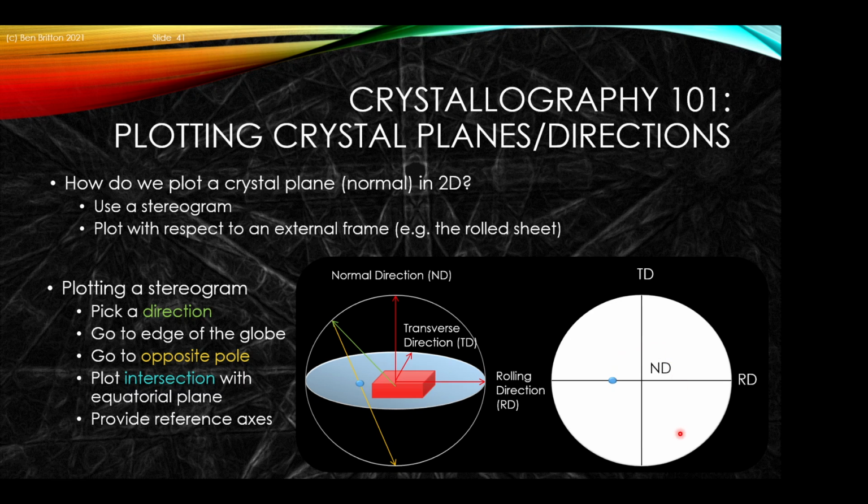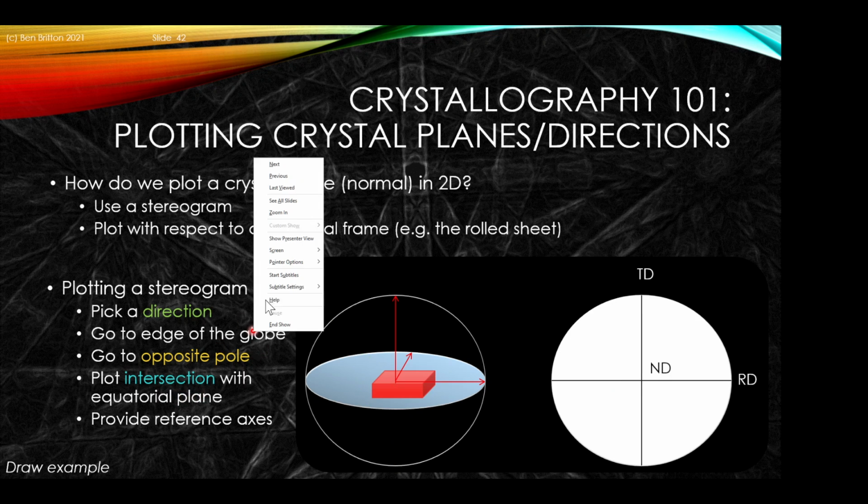And the angle around the circle effectively tells you about the angle, for instance, towards the TD vector, or the decomposition of that. So this is simply, it's worth practicing, and we'll do one example in a second, but it's important that you follow the recipe, that we pick a direction. We go to the edge of the globe from the center. We then go to the opposite pole. We plot the intersection of that vector with the equatorial plane, and we make sure that, as any good graph or figure, we put the reference axes of our system that's present.